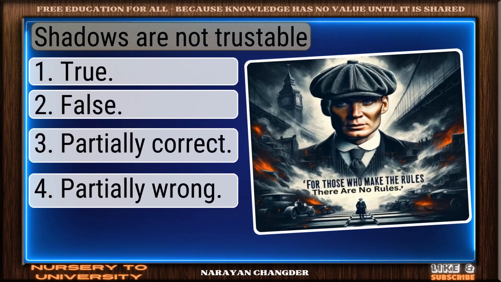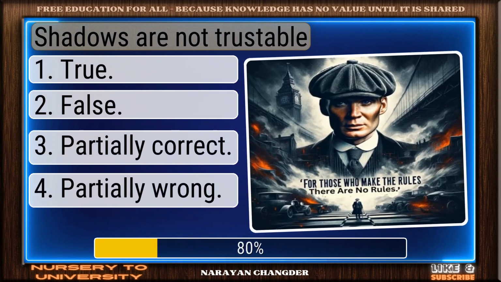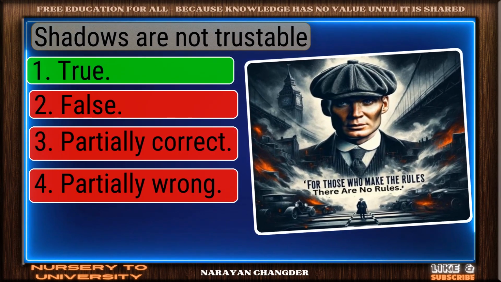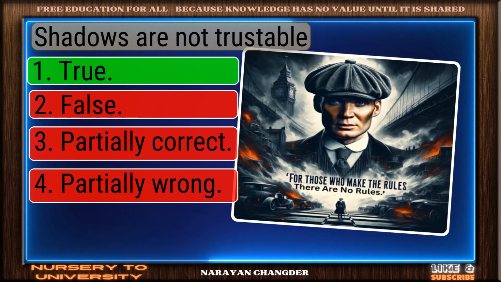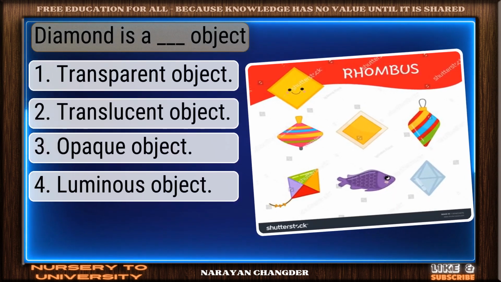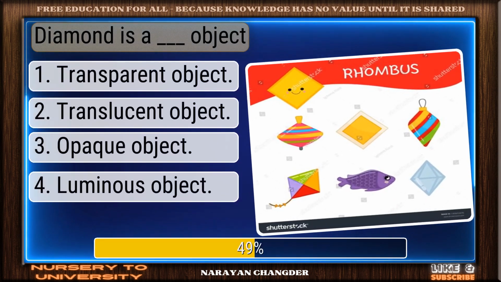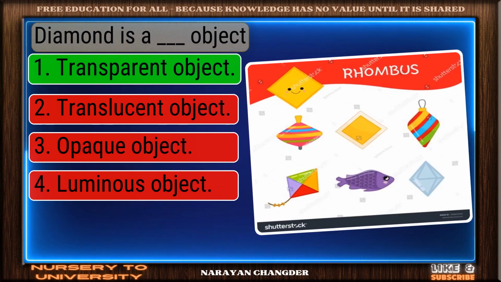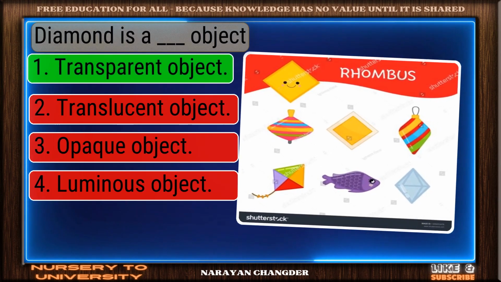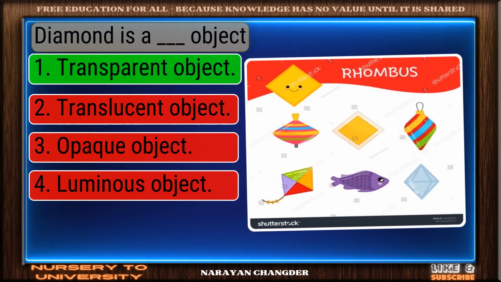Shadows are not trustable. Well picked. True is the correct answer. Diamond is a dash object. Smart move. Transparent object is an accurate answer.